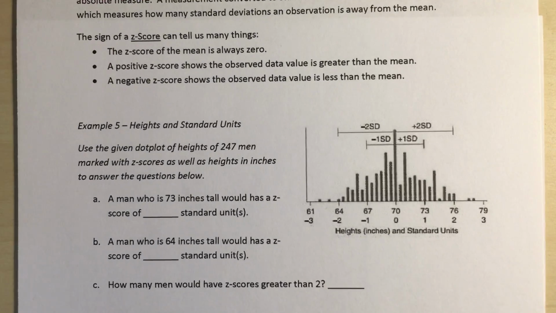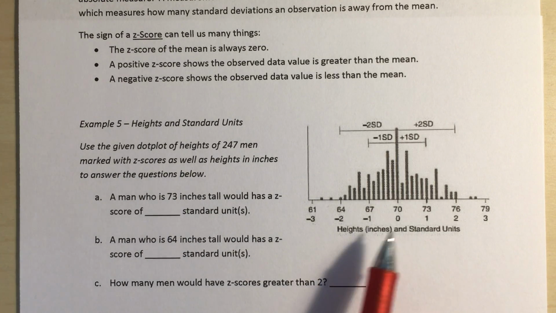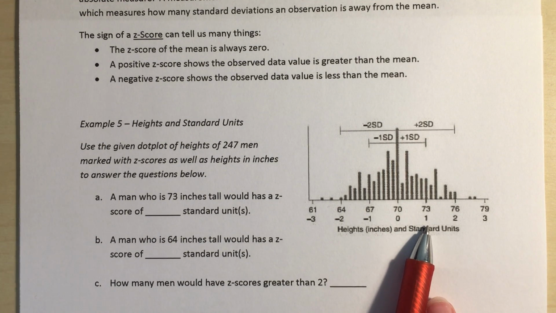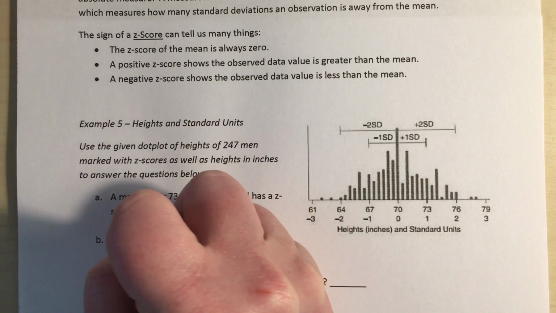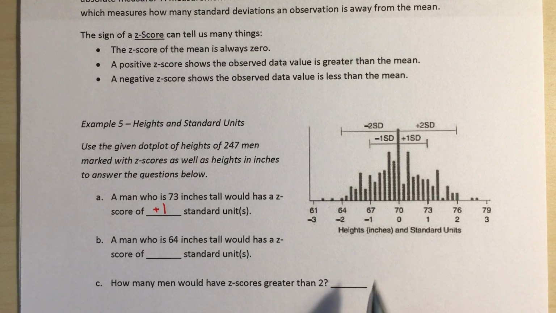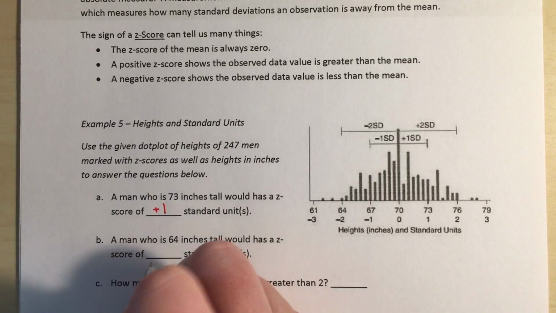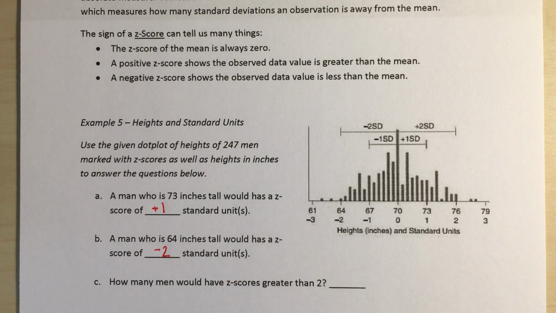So if we were to look at this image here, we've got a dot plot of the heights of 247 men marked with z-scores as well as heights in inches underneath. A man who is 73 inches tall would have a z-score of, if we look at this 73, we see a z-score of 1 because we are 1 standard deviation above the mean. So we have a z-score of positive 1. A man who is 64 inches tall would have a z-score of negative 2 because we are 2 standard deviations below our mean.